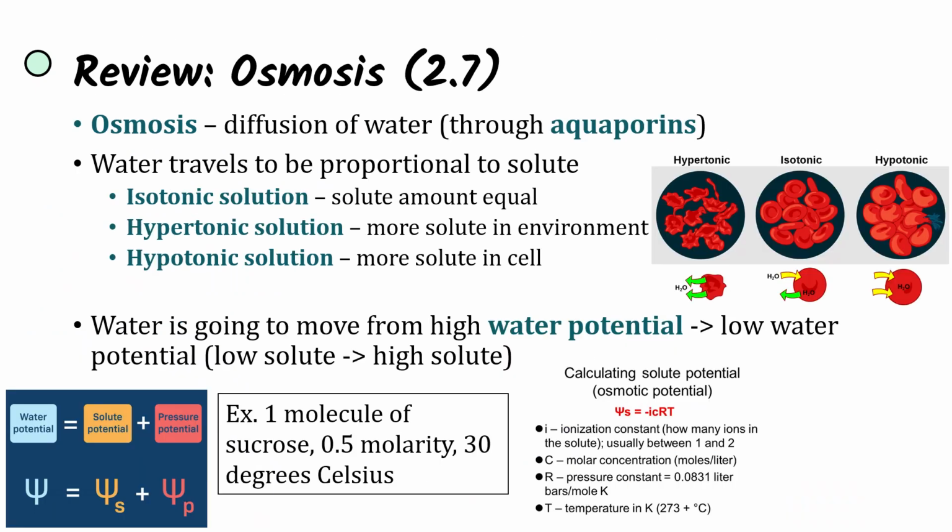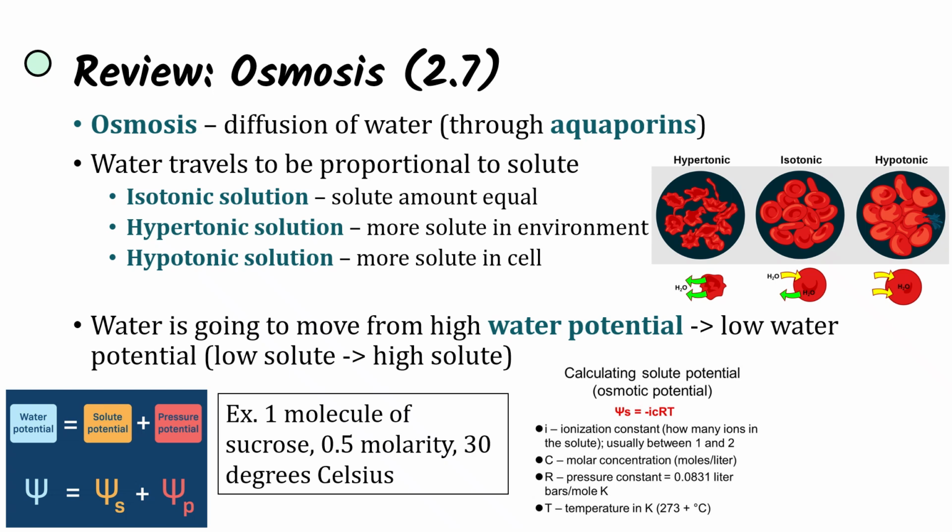Now, another kind of diffusion across the membrane: osmosis. And this is the diffusion of water, and because water is a polar molecule, it happens through aquaporins, which are special membrane proteins specifically for water. And water is always going to travel in proportion to the amount of solute on either side of the membrane. In an isotonic solution, the amount of solute is going to be equal on both sides of the membrane, so water is not going to travel in a net movement.